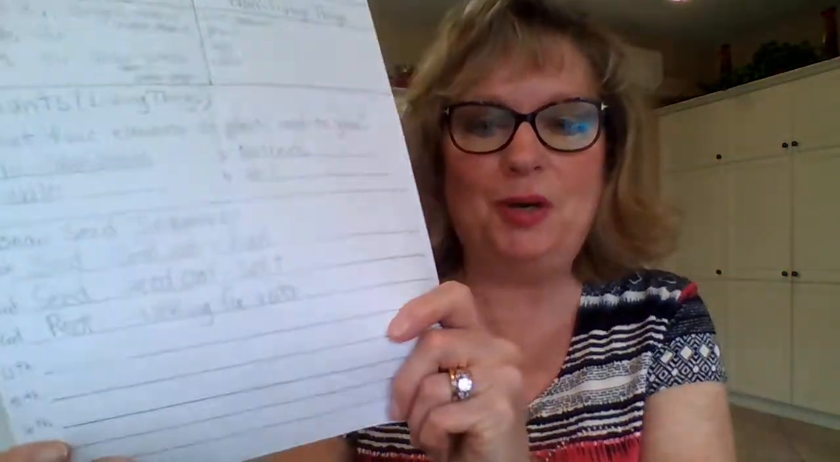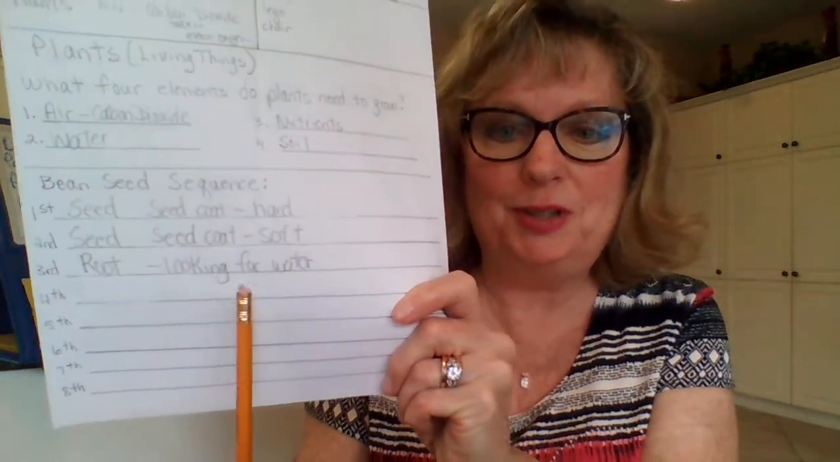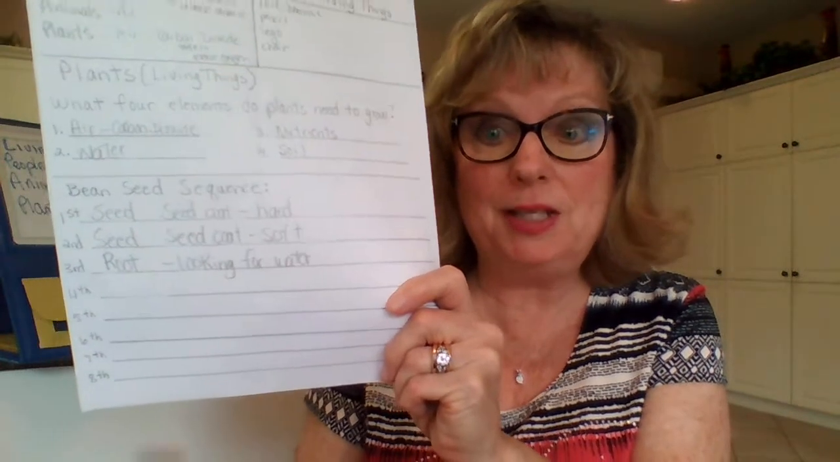The third thing we did, we noticed, so after the seed was in your baggie for a few days, you started to notice the root coming out. That's right. So under third, on the third line, write root. Okay. And what do you think it was looking for? We already talked about that. Looking for water. Yes. Looking for water, right? The root looking for water. Okay, we've seen that sequence.